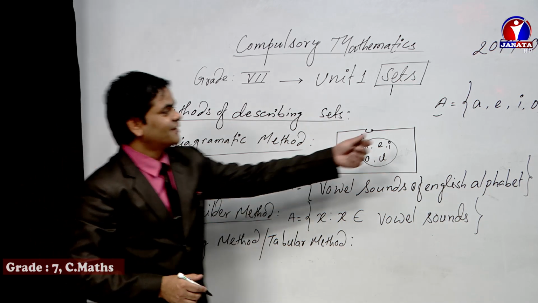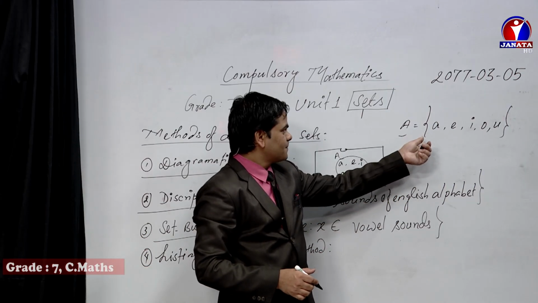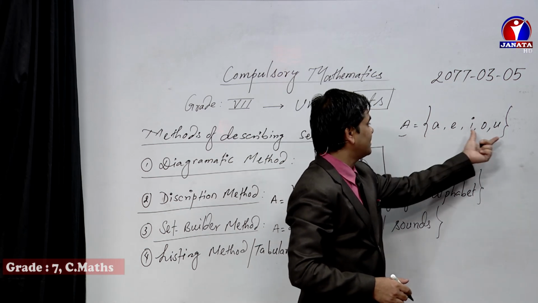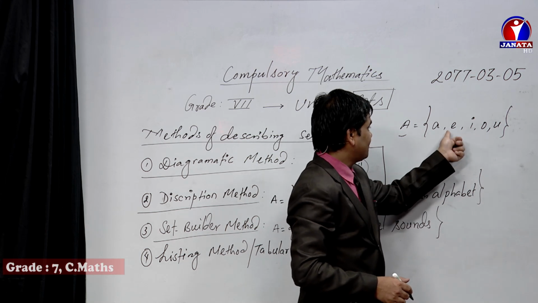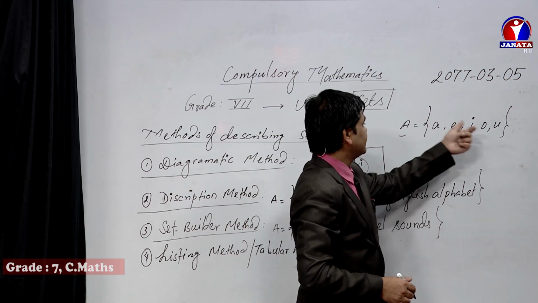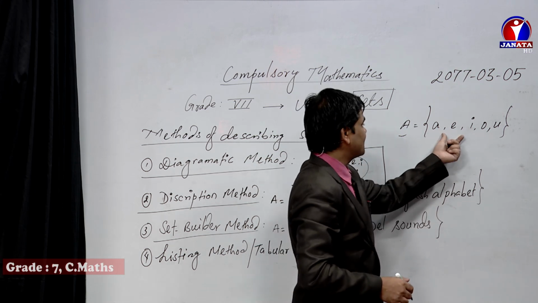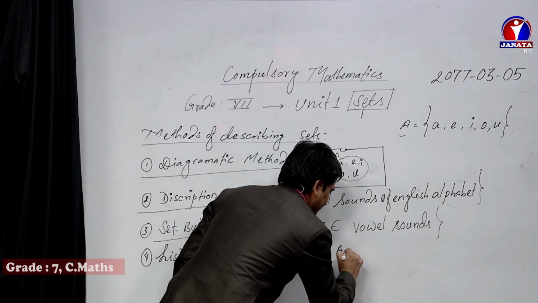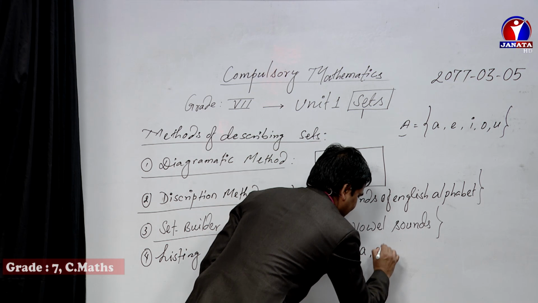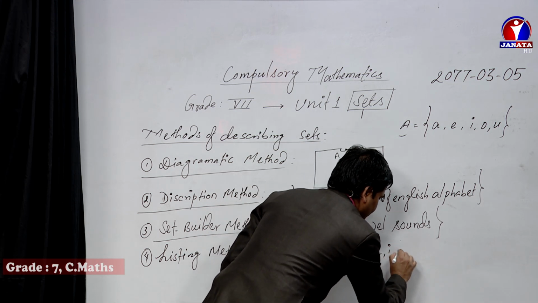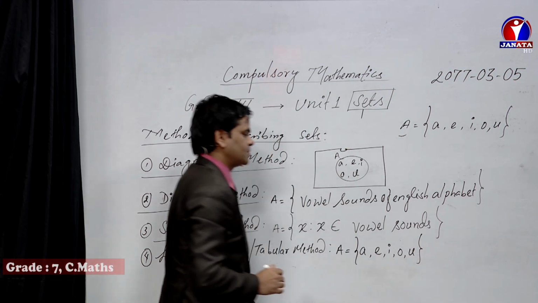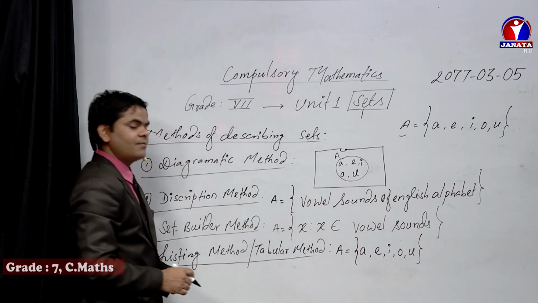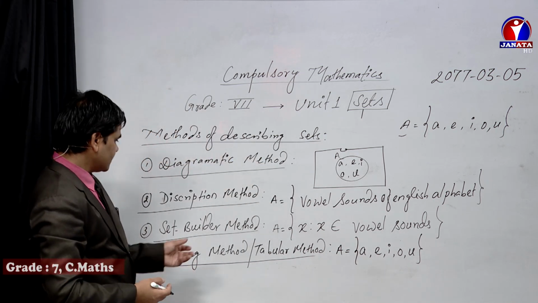If we write the elements of the set by enclosing them in curly brackets, with a comma after each element, that is the listing method or tabular method of representing a set. Then we just copy the same from there: A equals to curly bracket a comma i comma o comma u, and then we close the curly bracket. So, this is the listing method or tabular method of representing the set.